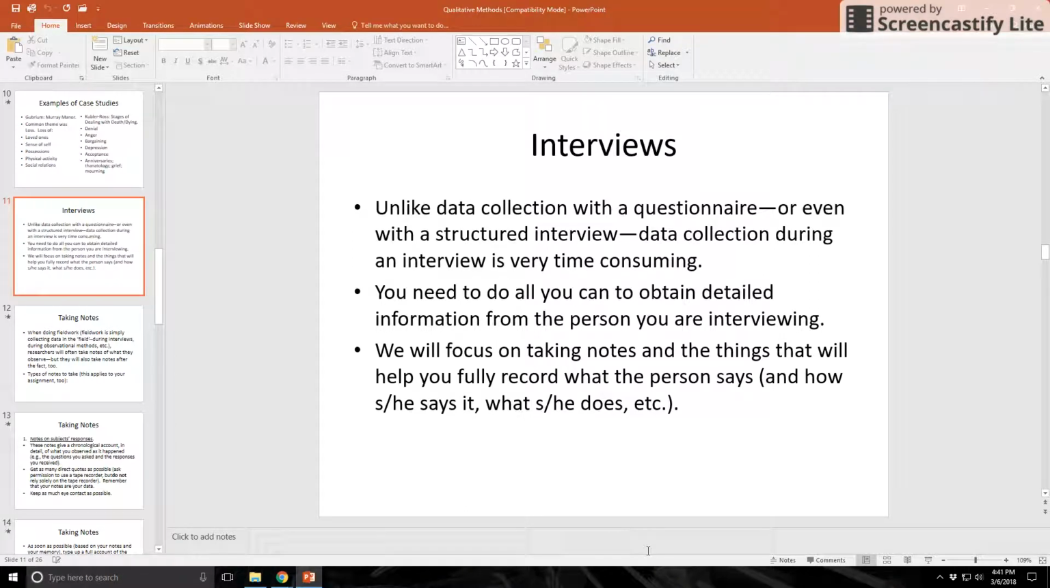Okay, let's talk about the notes you will need to take. Notes you would take if you're doing some kind of qualitative research, such as an interview, and notes that you will need to take for this upcoming assignment.